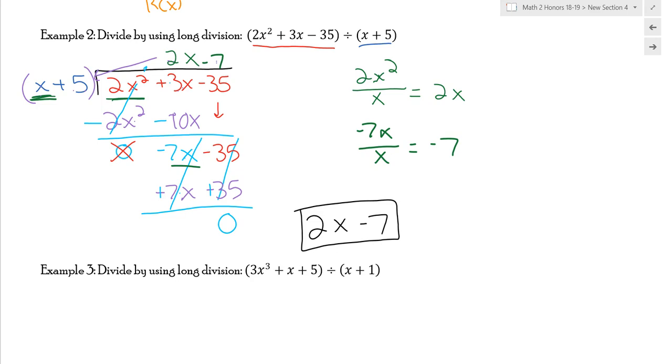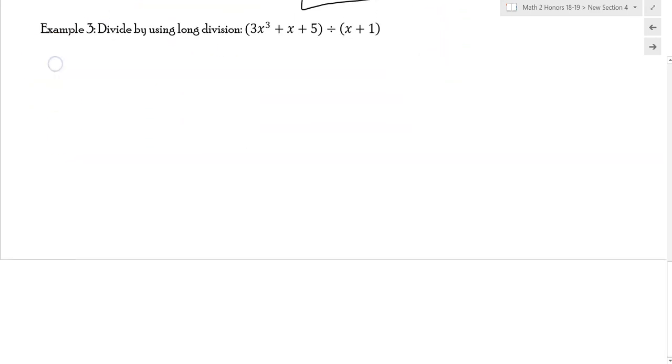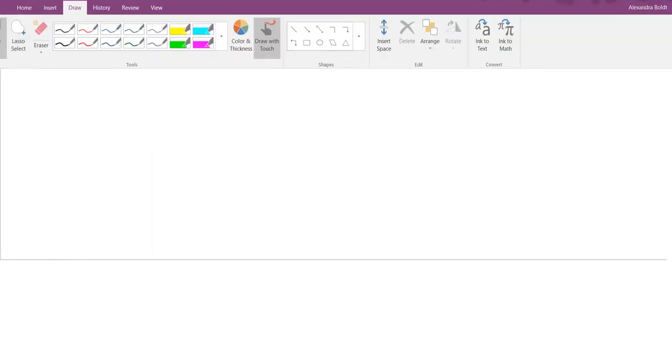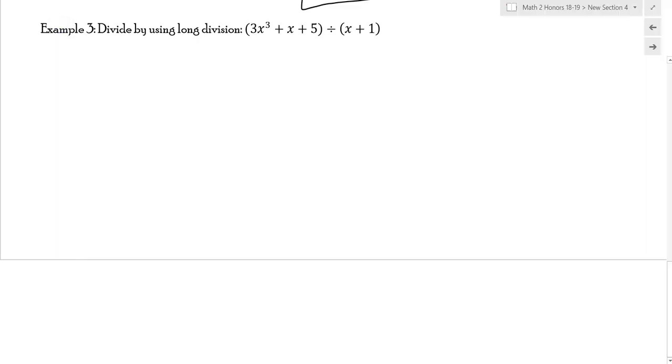All right, looking at example 3. Example 3 is tricky for a weird reason. So we have to make sure that we have all the place values represented. So for example, if I wanted to divide 205, this 0, there's nothing in the tens place. It still has to be there. It'd be a lot different than just writing 25. Okay? We have to do the same thing when it comes to polynomials. But instead of the place value, it is the exponents.